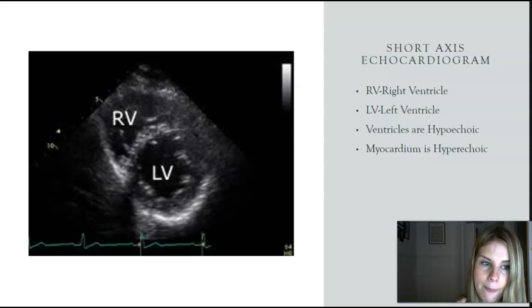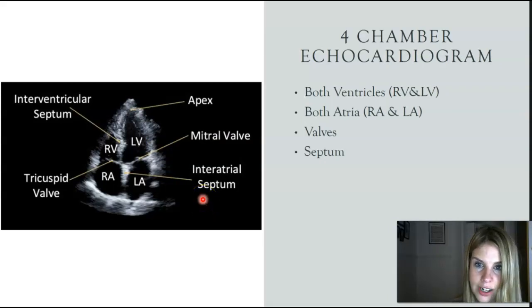So things that are hypo, H-Y-P-O, they are darker looking, they're giving off fewer echoes, so the ventricles and the atrium. But things that are hyper, H-Y-P-E-R, they are giving off more echoes, okay? So that's just something to remember if you were to describe the 4 chambers of the heart on an echocardiogram. You would say that the 4 chambers are hypoechoic, but the valves, the septum, and the myocardium are hyperechoic.